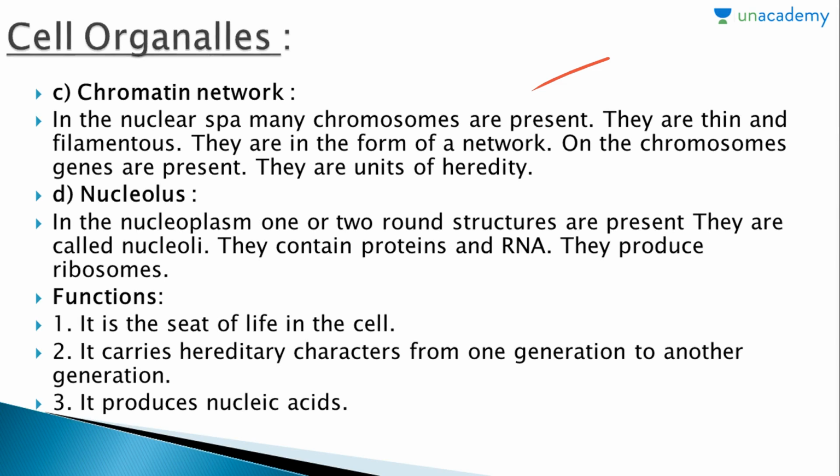Finally, we have the chromatin network. In the nucleoplasm, many chromosomes are present. They are thin and filamentous. They are in the form of a network. On the chromosomes, genes are present. They are the units of heredity. Nucleolus: in the nucleoplasm, one or two round structures are present. They are called nucleoli. They contain proteins and RNA. They produce the ribosomes.